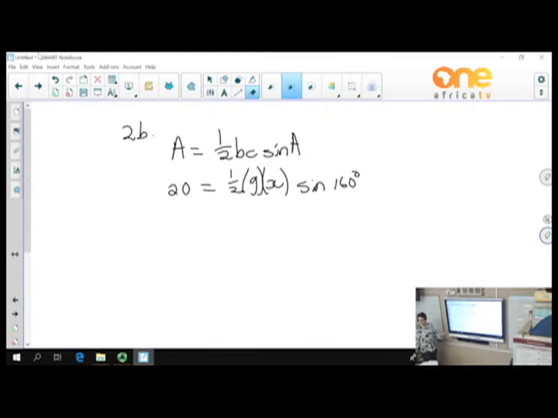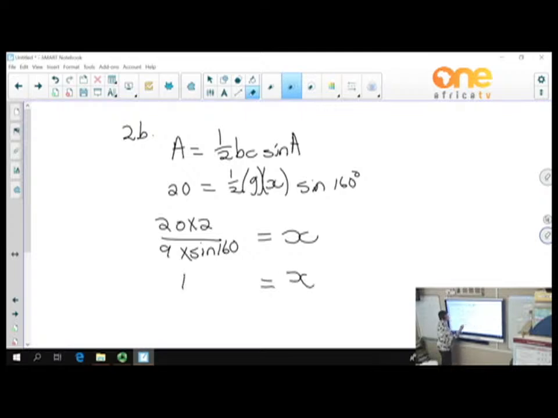Okay, so it's just about opposite operations. So this one will be 20 times 2 divide by 9 times sine 160, and this time you just want to calculate that side x. It will round off to 13.0. Remember that you will always first write down the unrounded one, and then you round it off, because a lot of times we're going to use this unrounded one in the next situation.